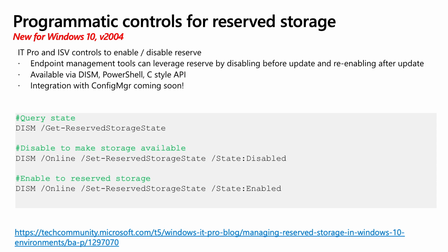Also new in 2004 are commands to help manage reserved storage. These commands are available via the DISM command line tool, DISM PowerShell commandlets, and the DISM C API. With these commands, reserve storage can be used on devices that did not ship with 1903 or later. Once reserve storage is enabled or disabled via these commands, the state is preserved across the OS update. See my blog, Managing Reserve Storage in Windows 10 Environments, for more details.